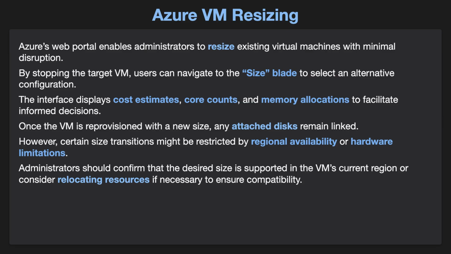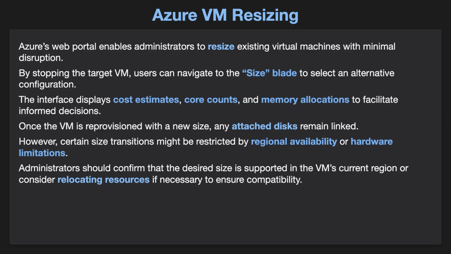Azure's web portal enables administrators to resize existing virtual machines with minimal disruption. By stopping the target VM, users can navigate to the size blade to select an alternative configuration. The interface displays cost estimates, core counts, and memory allocations to facilitate informed decisions. Once the VM is reprovisioned with a new size, any attached disks remain linked.